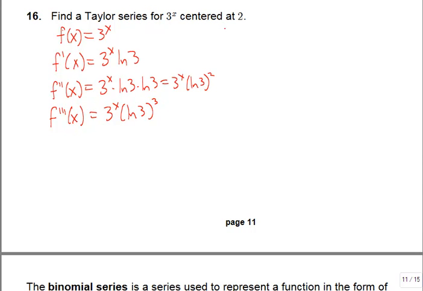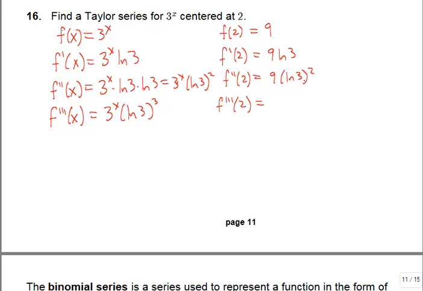So we want to know what each of these values is, centered at 2, so we have to plug in 2 for each of these x's. So if we plug in 2 into our function, 3 to the second is just 9. If I plug in 2 here, 3 to the second is 9 ln of 3, and then 3 to the second is going to be 9 ln of 3 squared, and then 9 ln of 3 cubed.